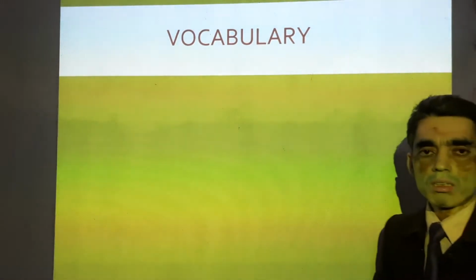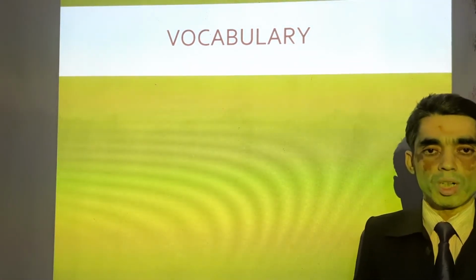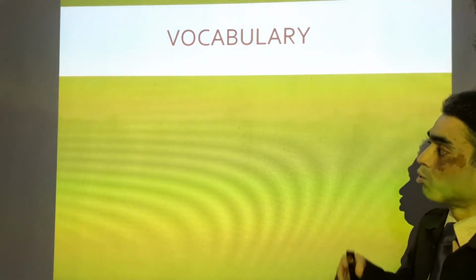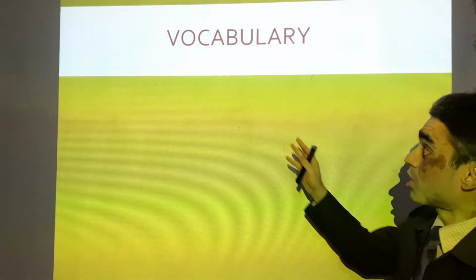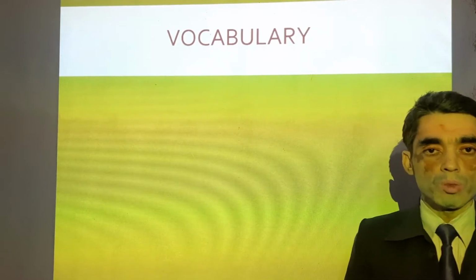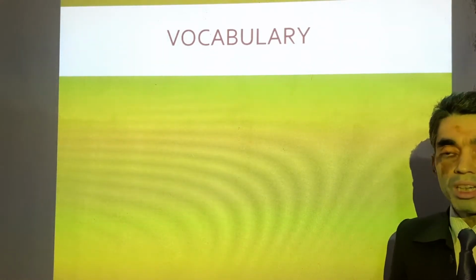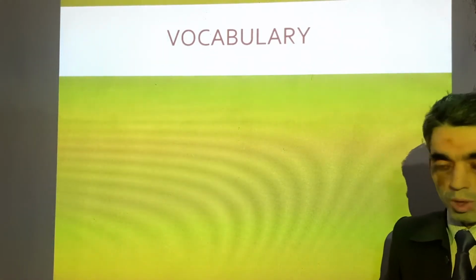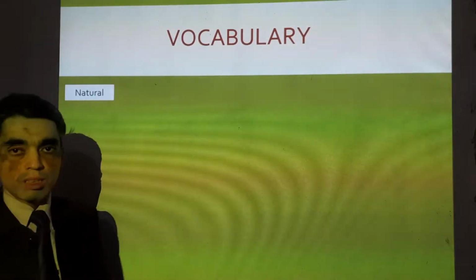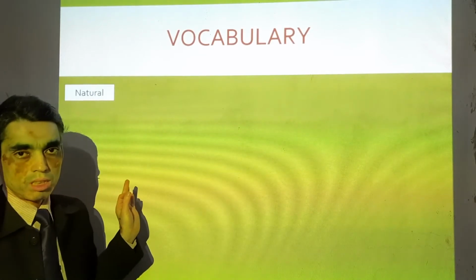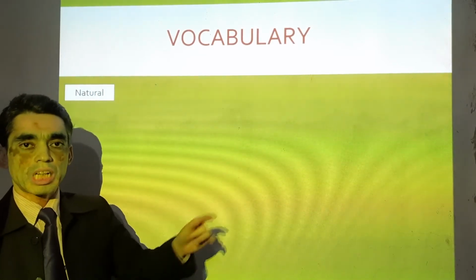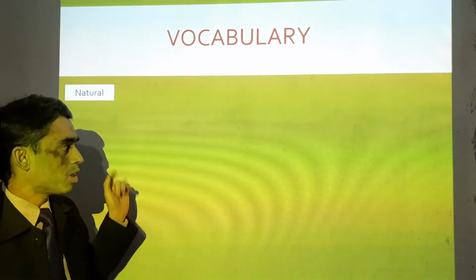Now let's see the vocabulary, that means the new words. When you try to read the passage from your textbook, I think if we discuss this vocabulary, it will help you to read this passage and to get the meaning from the textbook. You see the first word, we have actually used the word natural. You will see the word in your textbook, in the passage, natural.